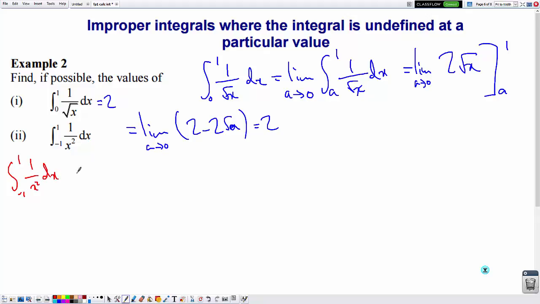So we're going to separate it at the problematic value, at the value where this is undefined. So this is going to be the integral from minus 1 to 0 of 1 over x squared dx plus the integral from 0 to 1 of 1 over x squared dx. So essentially, if you think back to our graph, we've cut it in half.